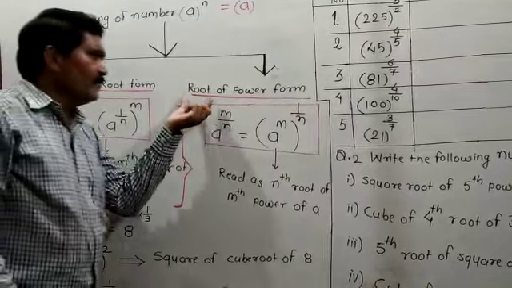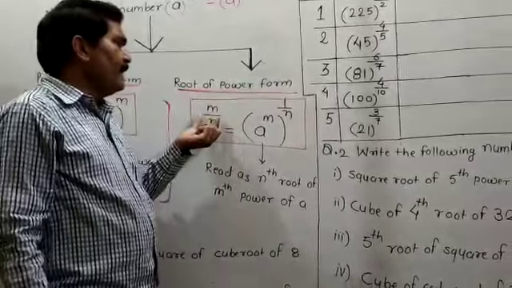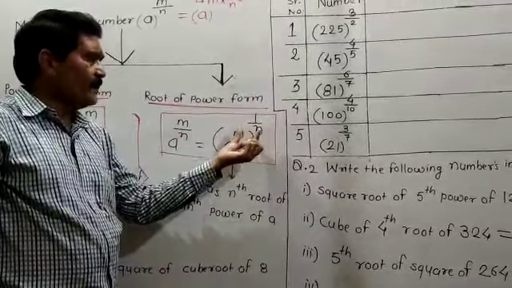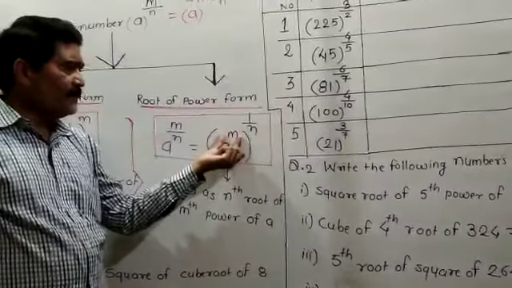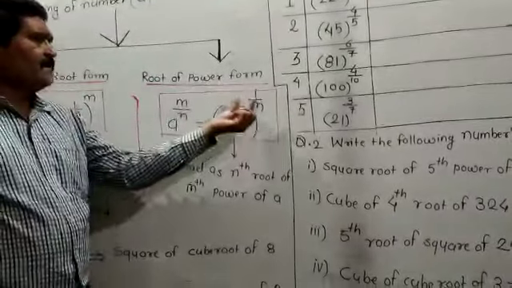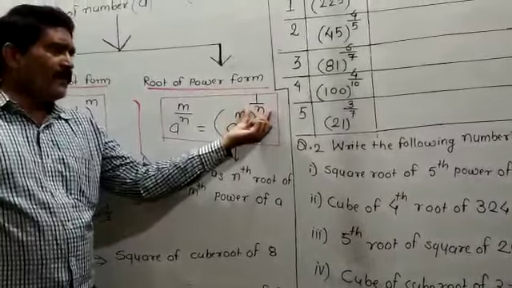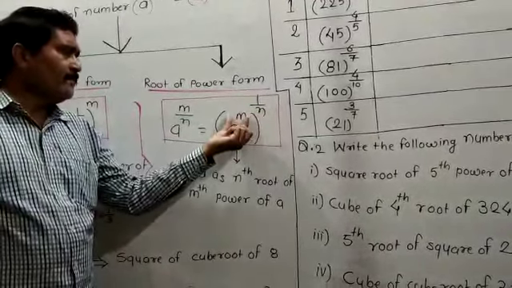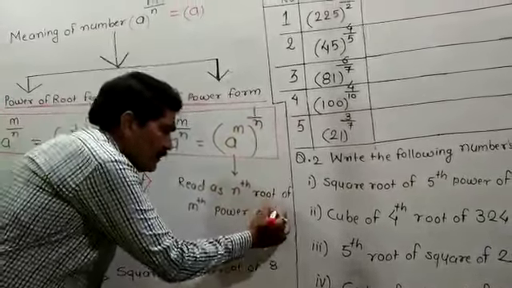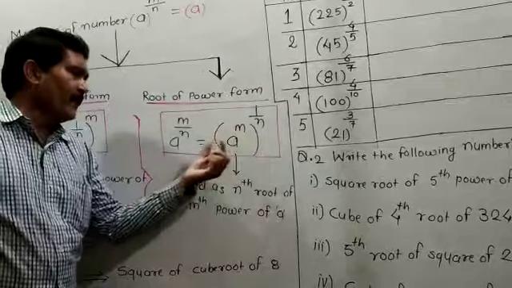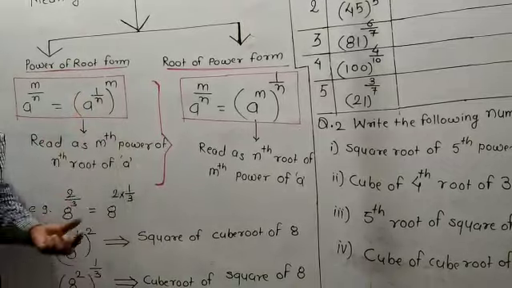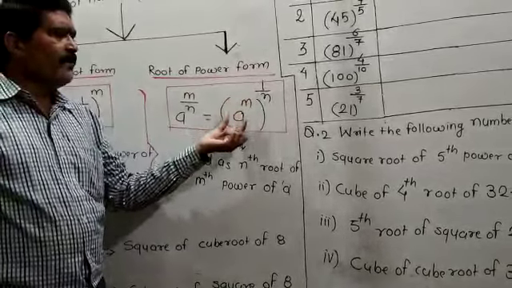And if you want to read in the form of root of power, at that time you have to write this root first, 1 upon n, and this one is power. So how you have to read this? You say nth root of m power of a. How you have to read this? Mth power of nth root of a. How you have to read this? Nth root of m power of a.